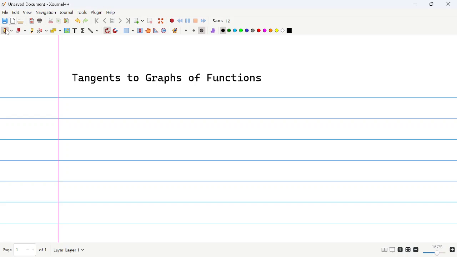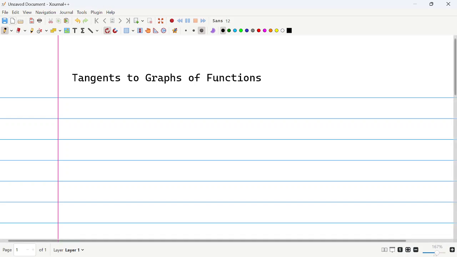Hello everybody! We are back with the applications with derivatives. Now first things first, this is tangents to graphs of functions. If we're looking at tangents to certain functions, we are talking about the straight line equation.